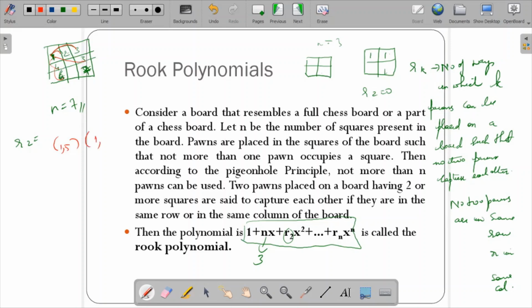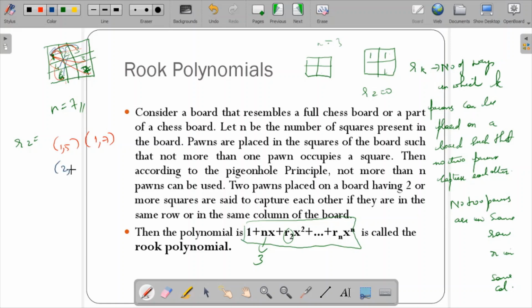1 7 is possible, but this and this is not possible. So similarly for this board, R2 pairs of those two items will be 1 5, 1 7. For 2, you cannot combine with 3 as well as 1. So 2 can be combined with 4, 2 can be combined with 6, since it does not have the same row and same column.